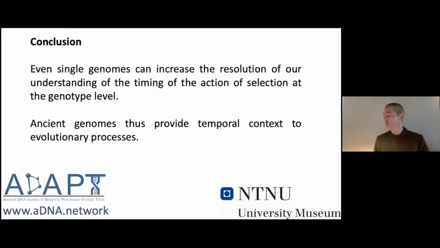So just to conclude, even single genomes can increase the resolution of our understanding of the timing of selection at the genotype level. So, if you think, what can I really do with one sample? You might go to the museum collections and see something and think that's really interesting, but it's just one sample. Well, you never know. These ancient samples nearly always catch us out, and they tell us something quite different to what we potentially would have assumed just based on the modern samples that we have. And they give us this temporal context to the evolutionary processes that we just can't get from modern samples.